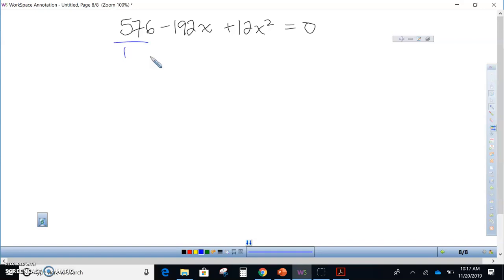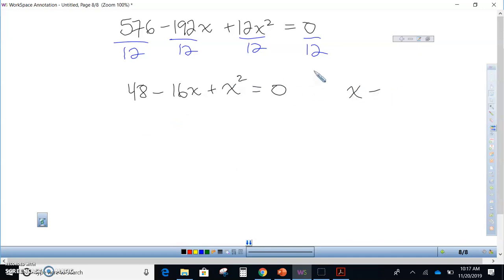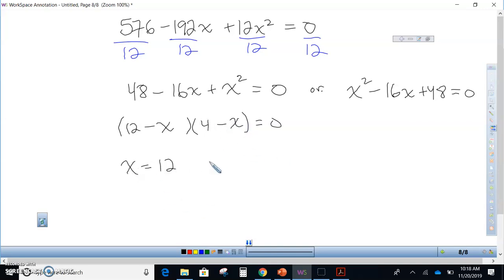Very nice thing here is that you don't need the quadratic formula, because this is factorable, and it might be easier to see that it's factorable once you simplify by 12. Okay, so simplifying by 12 will give you the derivative as 48 minus 16x plus x squared equals 0. If you want to rearrange this, that's x squared minus 16x plus 48 equals 0. That's fine. And then factor it this way. Nonetheless, when you factor, you should have something like this. And so you have x equals 12 and x equals 4.